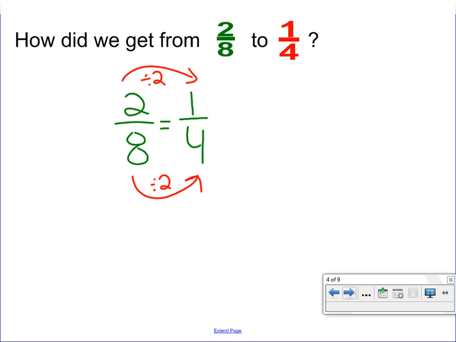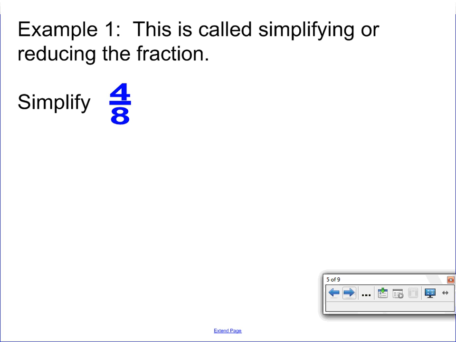Those both mean the exact same thing, but instead of going from a smaller fraction to a larger fraction with larger numbers, we're going from larger numbers to smaller numbers. This is what we call simplifying or reducing the fraction. Hopefully you heard about that in probably 4th, maybe 5th grade. Okay, so let's simplify 4/8.